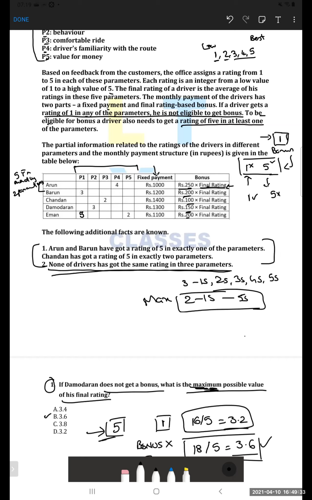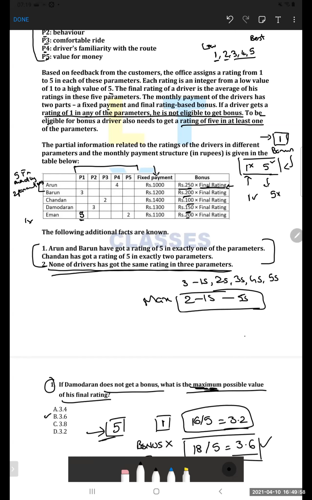Minimum rating. When we're solving for the minimum, let us try giving him the minimum possible rating for this driver, so that his bonus is met. So can I give him a 1? No, sir. Because if I give him 1, it will make him ineligible for the bonus. So 1 is ruled out.